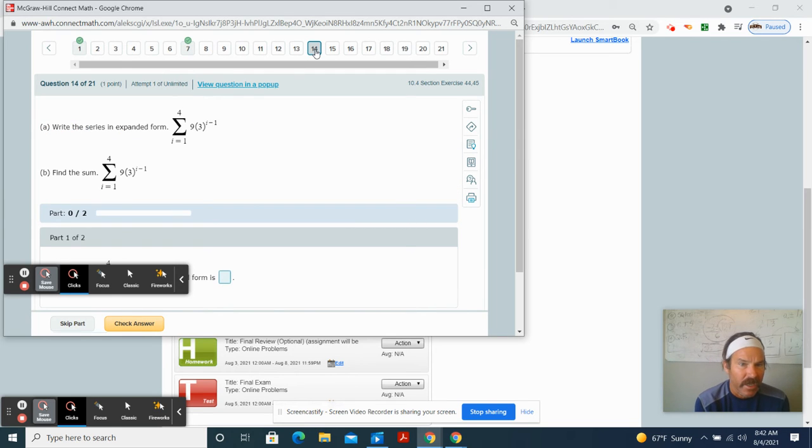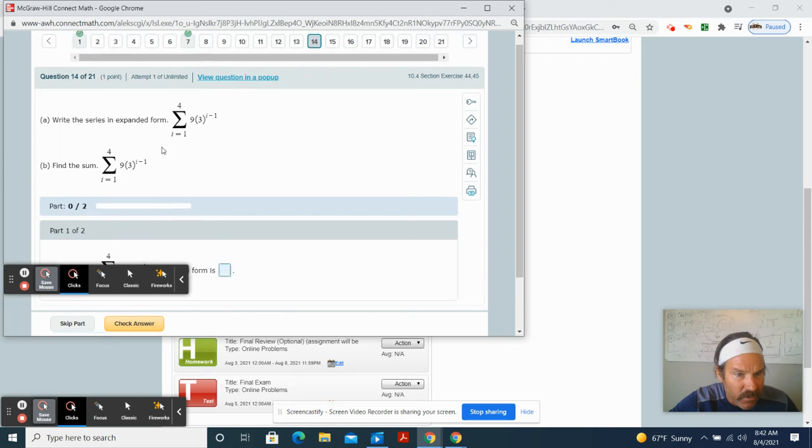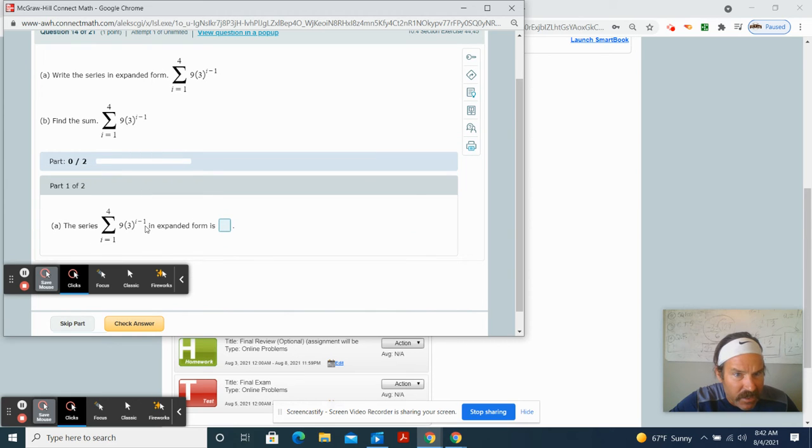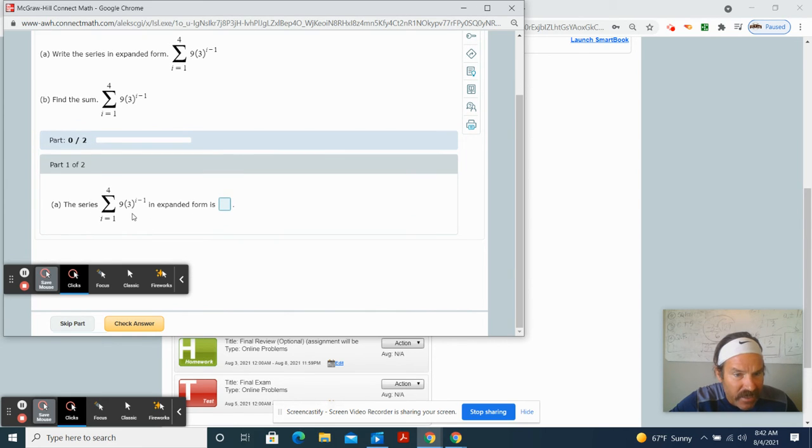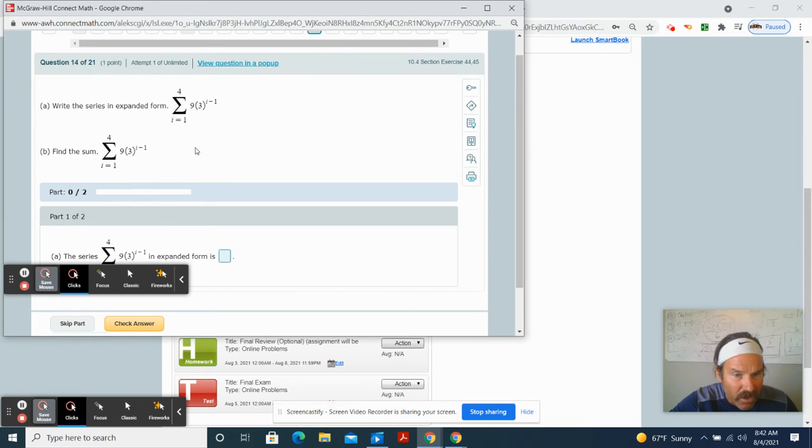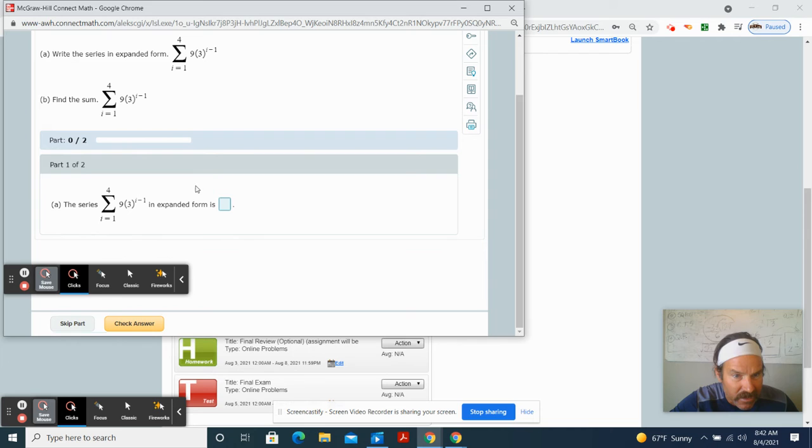Okay, so 14, it's a two-parter. Again, we're going back to a series or sigma notation. Remember, this means you're adding up terms. In this case, we have 4 terms. So it wants you to write the series in expanded form. Okay, so expanded form just means you're going to write it out the longer way with the plus signs.